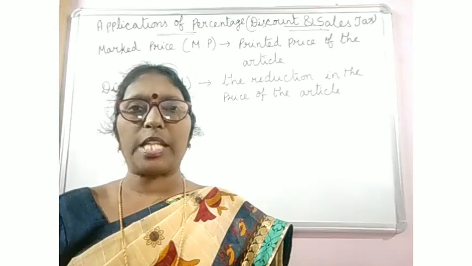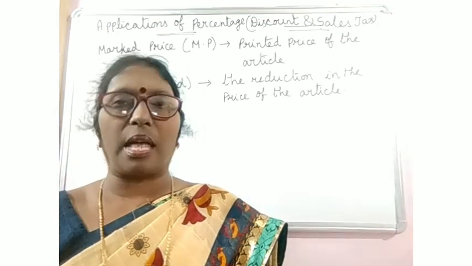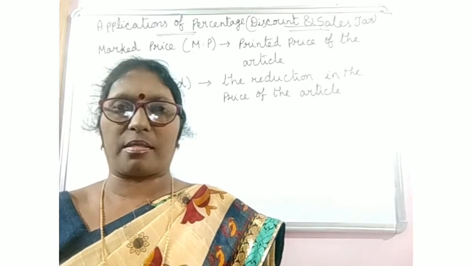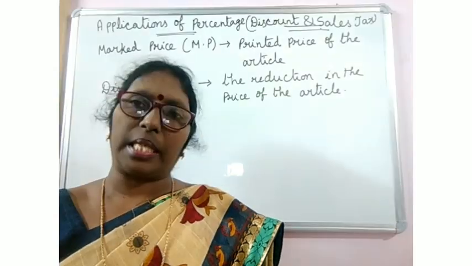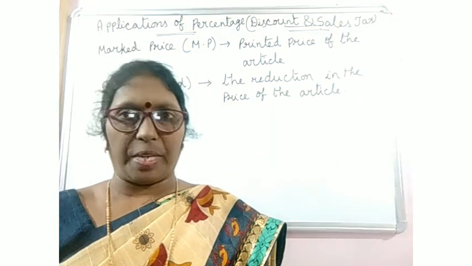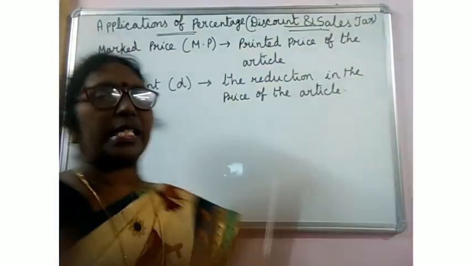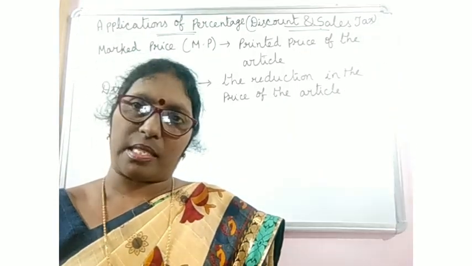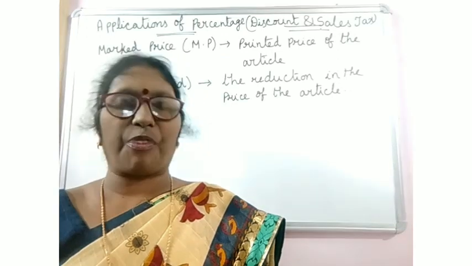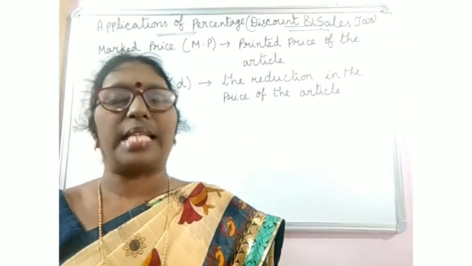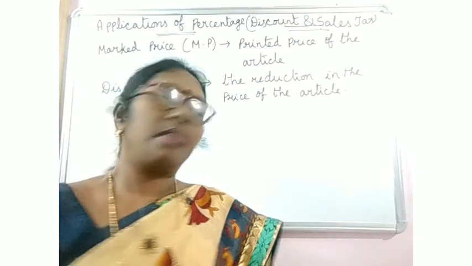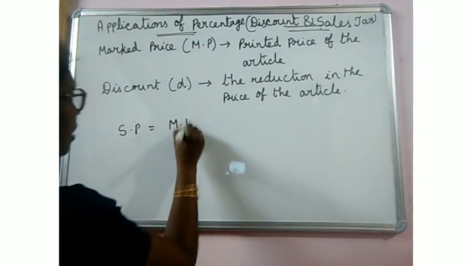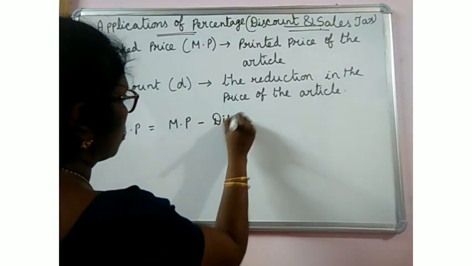Suppose you went to a shop and wanted to buy an article. The printed price is 500 rupees. The shopkeeper says your discount is 50 rupees, that is, the reduction in the price of the article is 50 rupees. That means the selling price is 500 minus 50, which gives 450. Clear? That means selling price is equal to marked price minus discount.